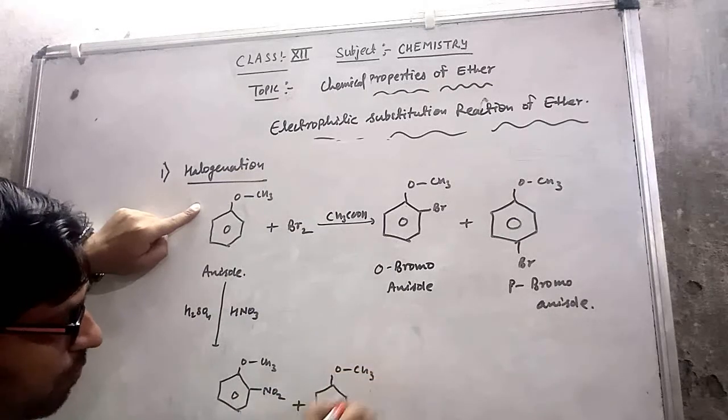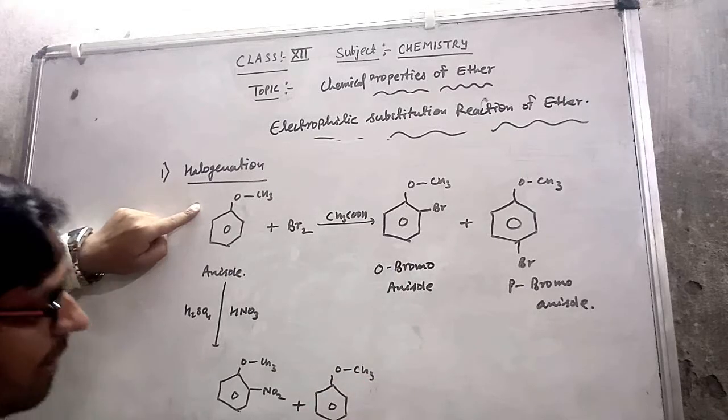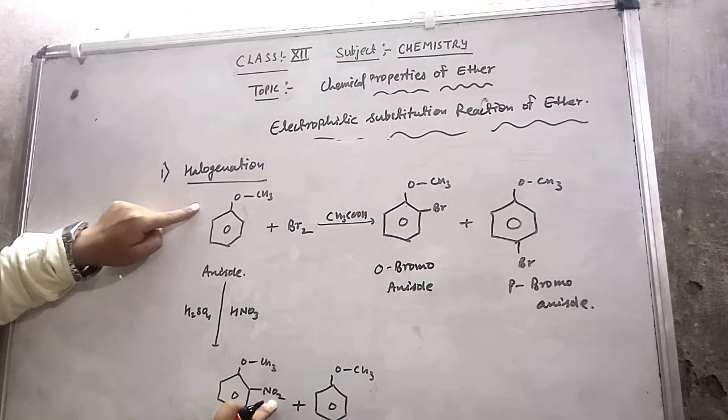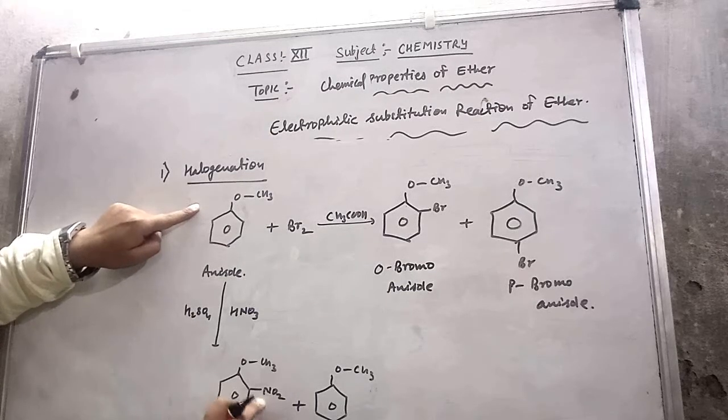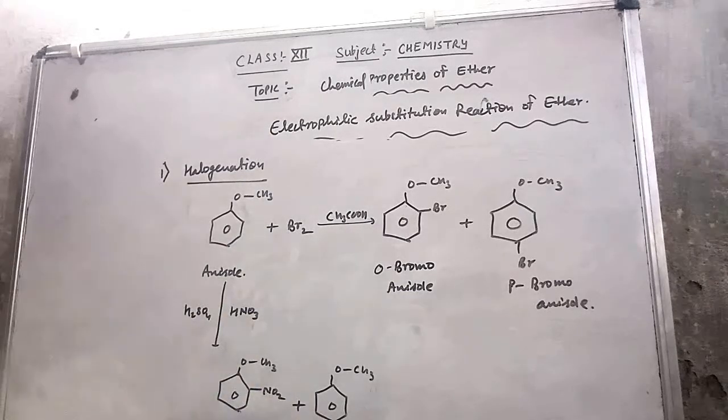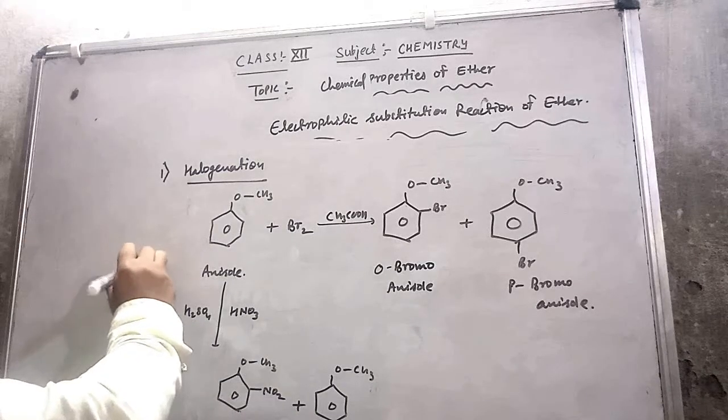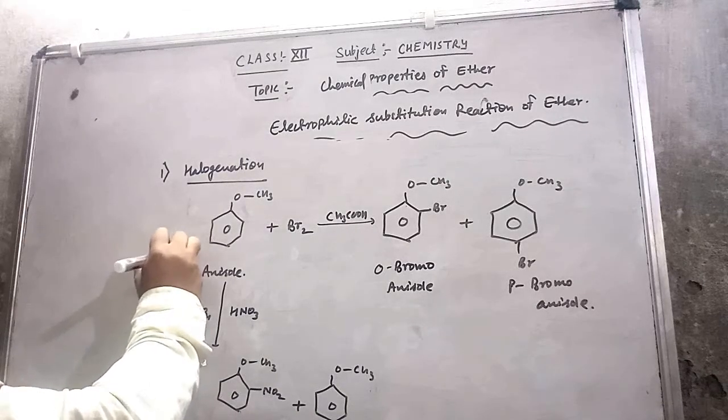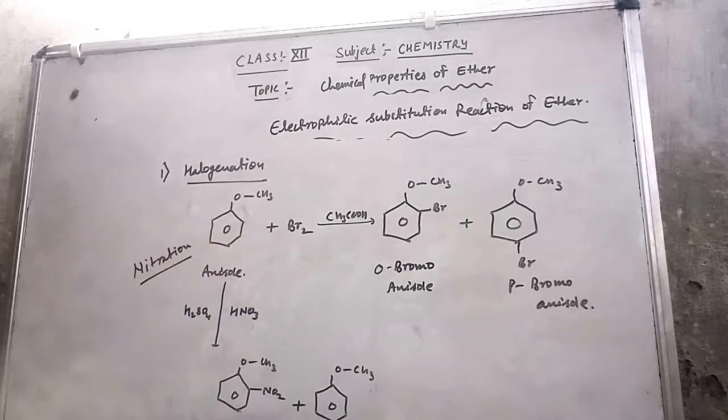This is a substitution, meaning one hydrogen is substituted by a nitro group. The hydrogen is substituted by the nitro group, first at the ortho, then at the para position. So this is ortho nitro anisole and para nitro anisole. That is the part on nitration. Now the next part I will discuss.